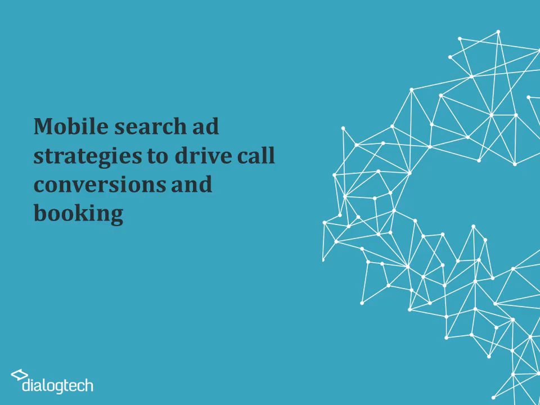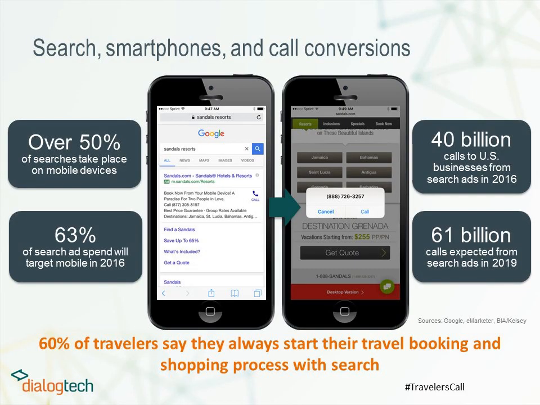The last channel I want to talk about before we bring on Steve is to cover a few tips about mobile search. Mobile search is a huge digital channel for driving calls in the travel and hospitality industry. You can see here over half of all searches now take place on smartphones and mobile devices, and 63% of all search ads now target smartphones and mobile. So search really has gone mobile. Search advertising, PPC and SEM have gone mobile. And the end result has been a huge increase, again, in call conversions.